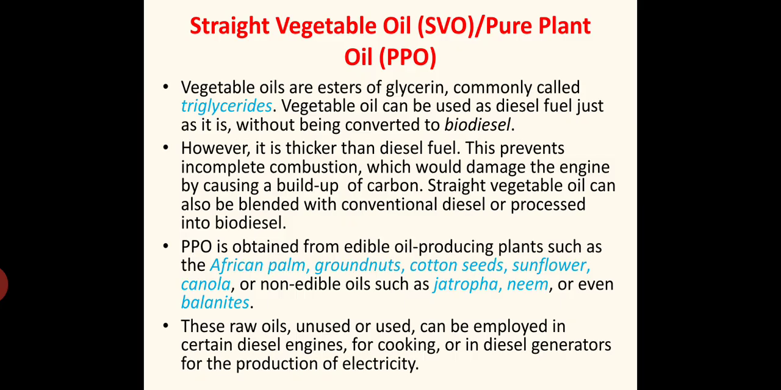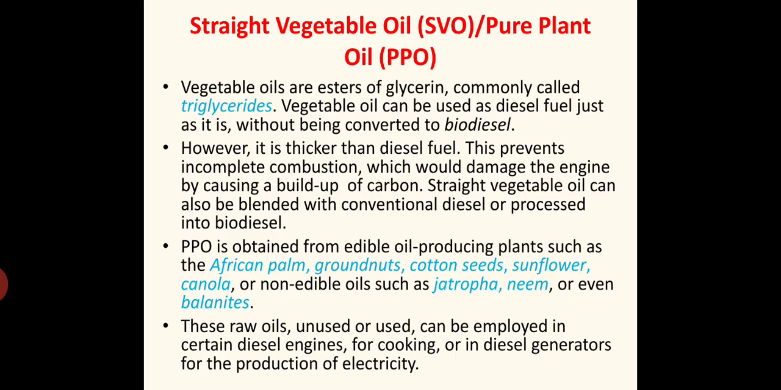That's why we are not directly using it in the engine. So the only option is to somehow reduce the viscosity and increase the combustion capacity, then we can use it directly instead of diesel. That conversion process is known as biodiesel preparation. Compared to the straight vegetable oil, the density of the biodiesel is much lower. That process is known as trans-esterification.